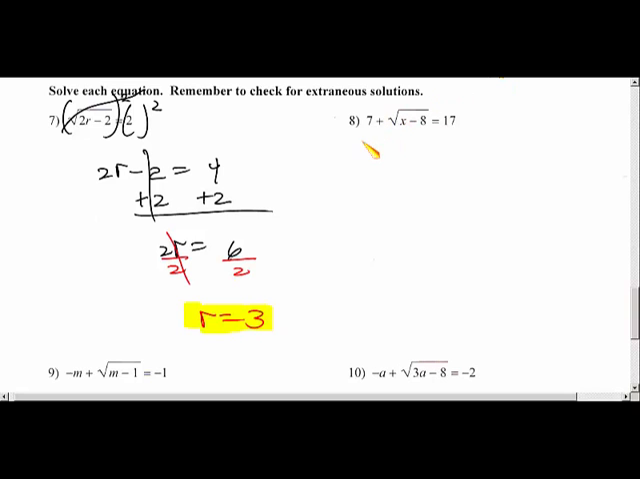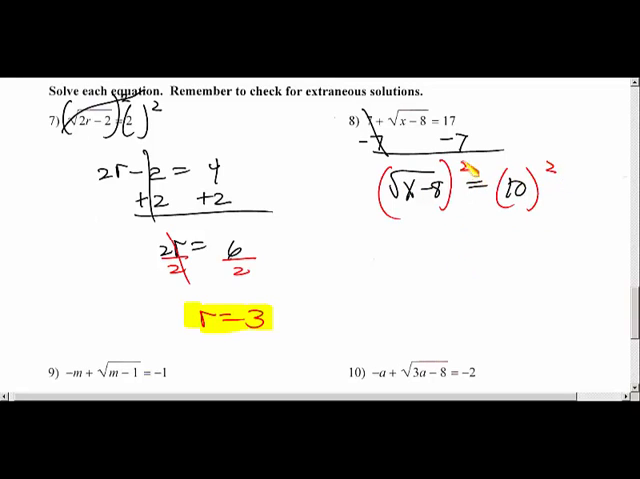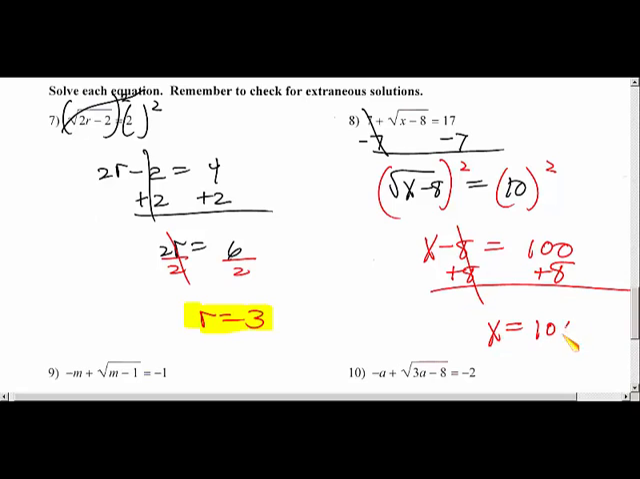Okay, same goes for this one, except I need to subtract 7 to move it to the right side, and I get square root x minus 8 equals 10. Then I'm going to square both sides of the equation, and that's going to give me x minus 8 equals 100. Then I'm going to add 8 to both sides and get x equals 108.